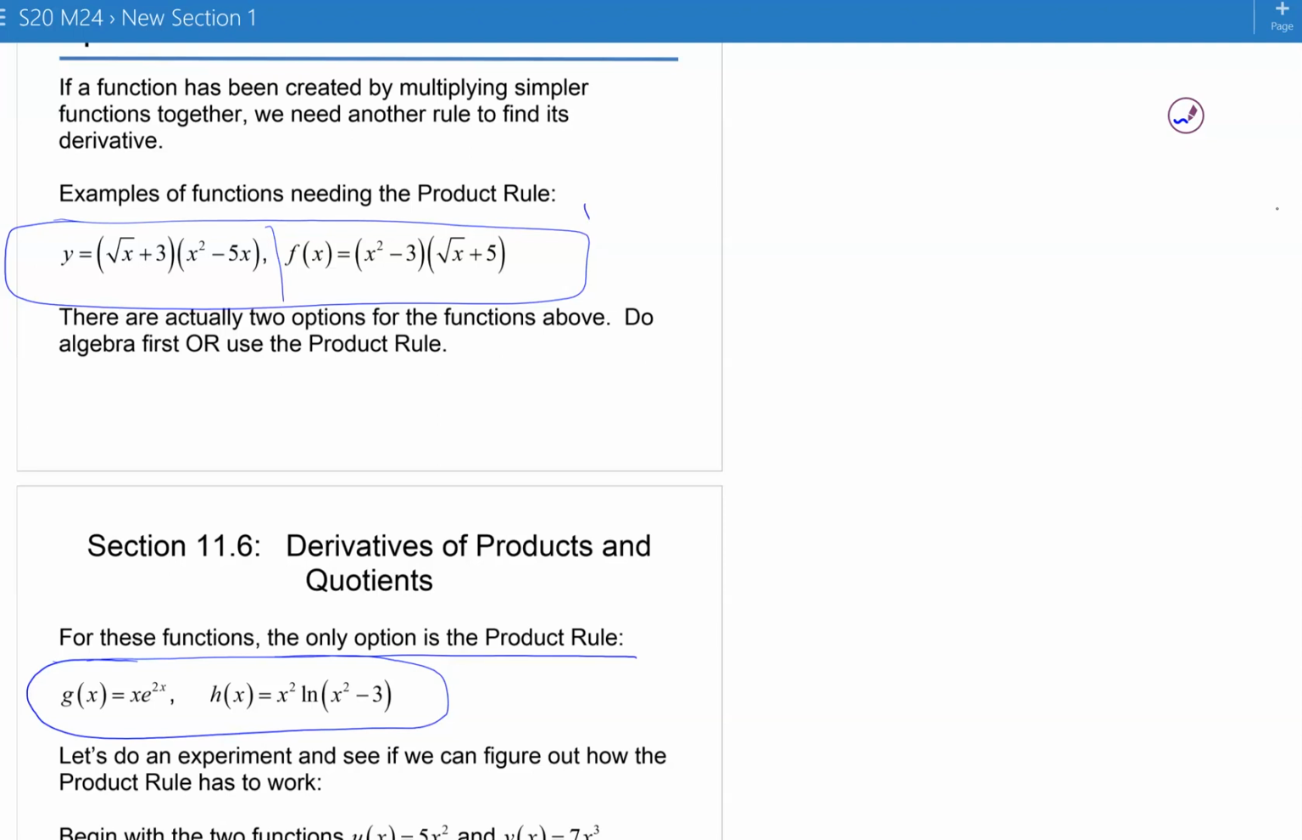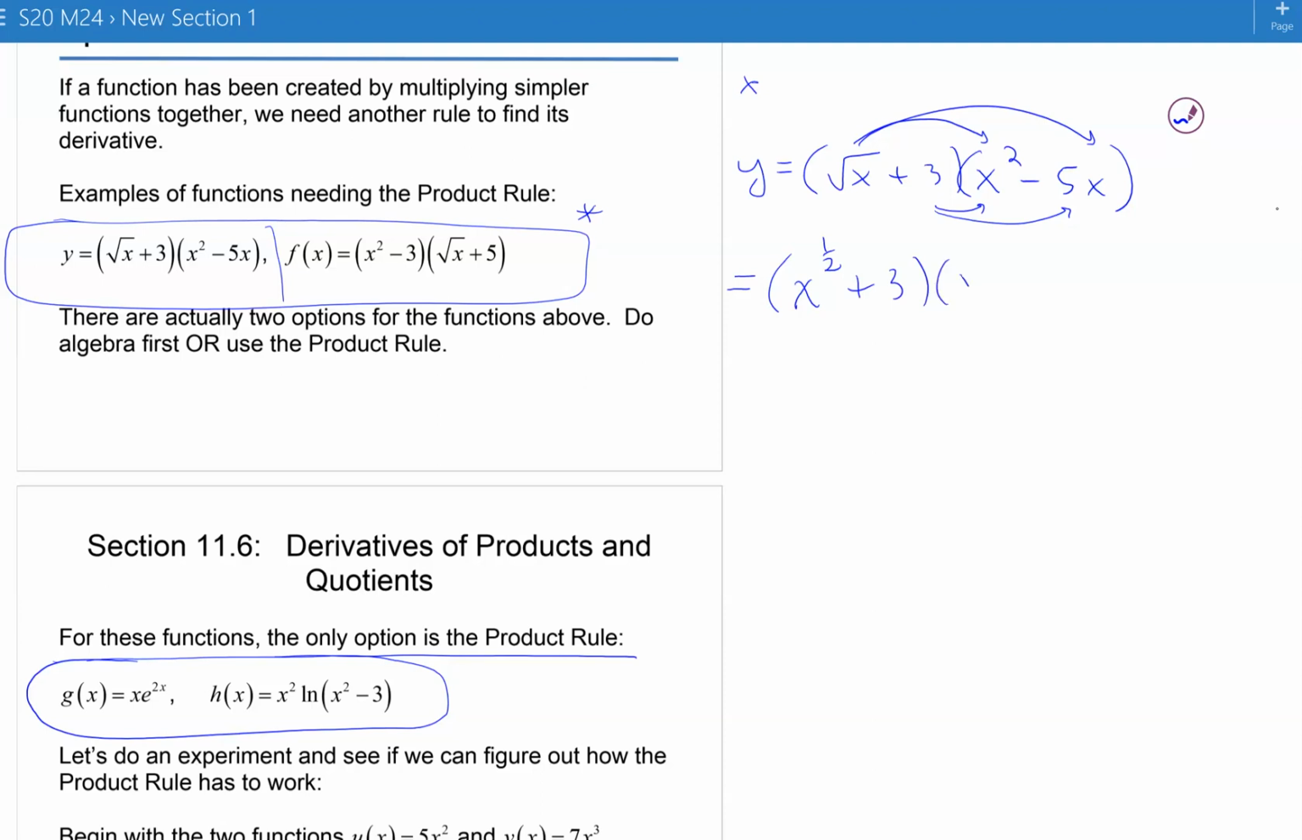For these first two examples, I'm going to look at the first one: y equals the square root of x plus 3 times x squared minus 5x. We can distribute, and we're first going to rewrite the square root of x as x to the 1/2, because in calculus we never want radicals. We always want fractional exponents. So when we do the first distribute, you need to add the exponents. You're going to get x to the 5/2, then add the exponents and get negative 5x to the 3/2, then plus 3x squared minus 15x.